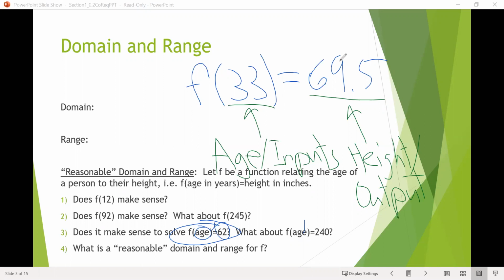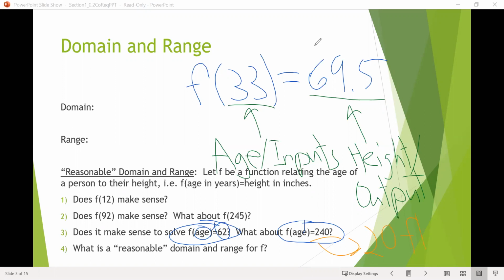Well, yeah, because 62 inches is about 5 feet 2 inches, and there are plenty of people in the world that are that tall. What about, would it make sense to solve f of age equals 240 inches? Well, 240 inches, how tall would that be? There's 12 inches in a foot, so 240 inches, this means this person would have to be about 20 feet tall, right?